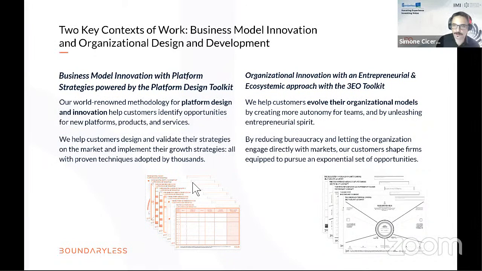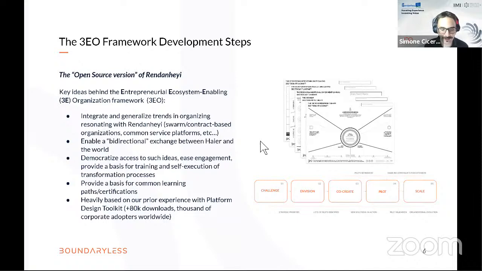But also in the last couple of years, we have been working with HMI and Hire very intensively in developing what we call the 3EO toolkit, that is a framework that we have developed, inspired by RDHY. Essentially, you can see that as an open source version of RDHY that we are developing to allow companies, organizational developers, consultants, and everybody that wants to engage with this to try it out and to do their own work together with us.